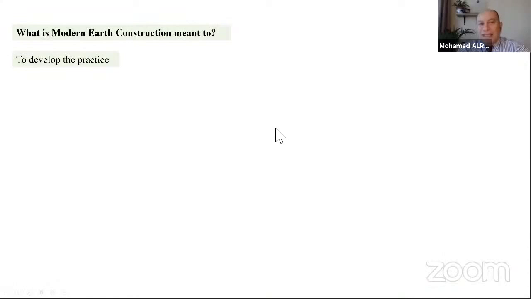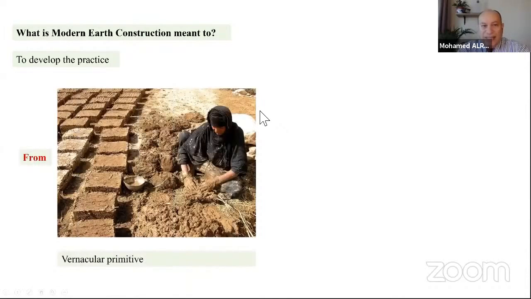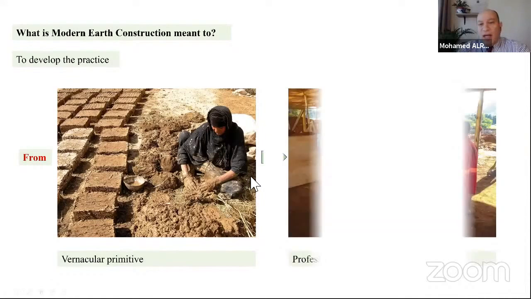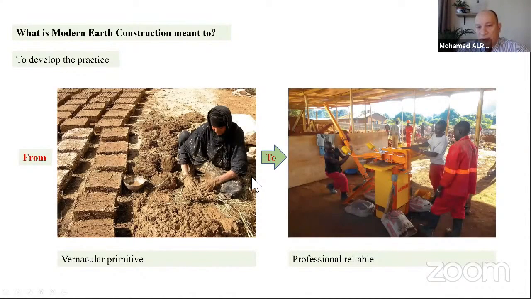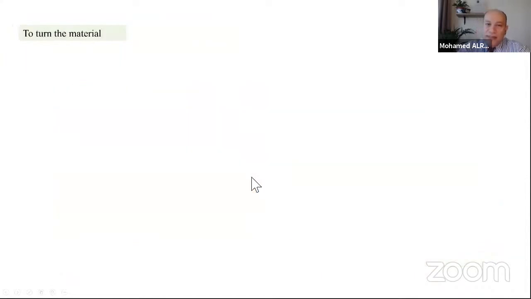And what it can do and meet really, I think modern earth construction means developing the practice from the vernacular primitive, as most of you presented yesterday, and some of you presented today, the Adobe technique, to become professional and reliable. And what about the material?